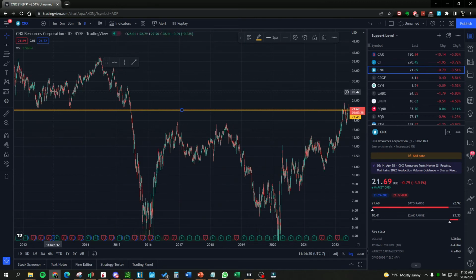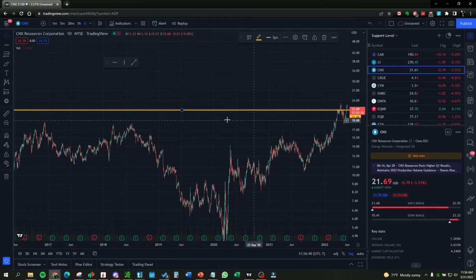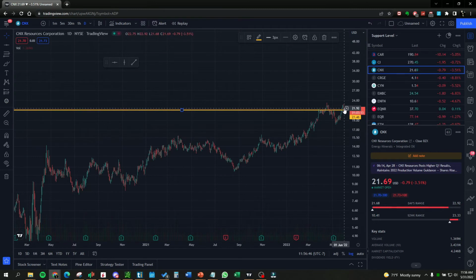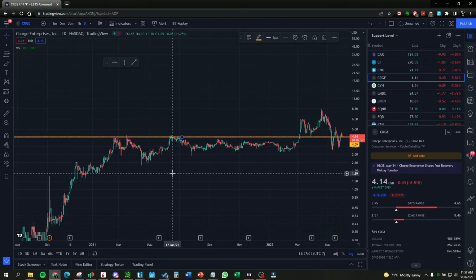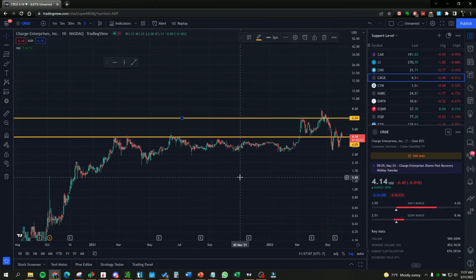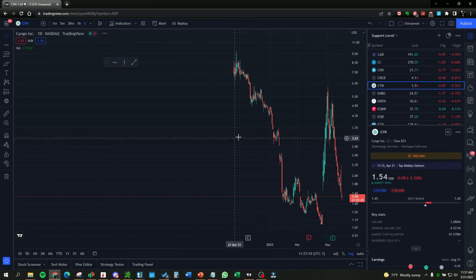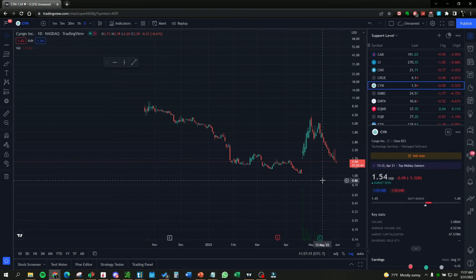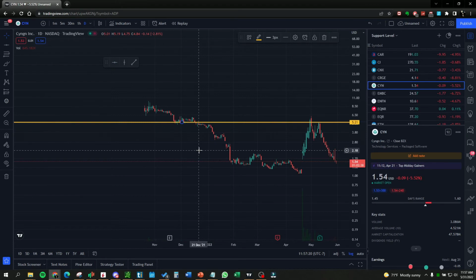And in some cases, resistance becomes support, or support becomes resistance. So in this case, this was a support. It broke through that, and now this is an area of interest that is having a problem going through. It has passed that, it came down, and then now it's consolidating around that. This is a resistance line. This is another resistance line. This is the resistance line.